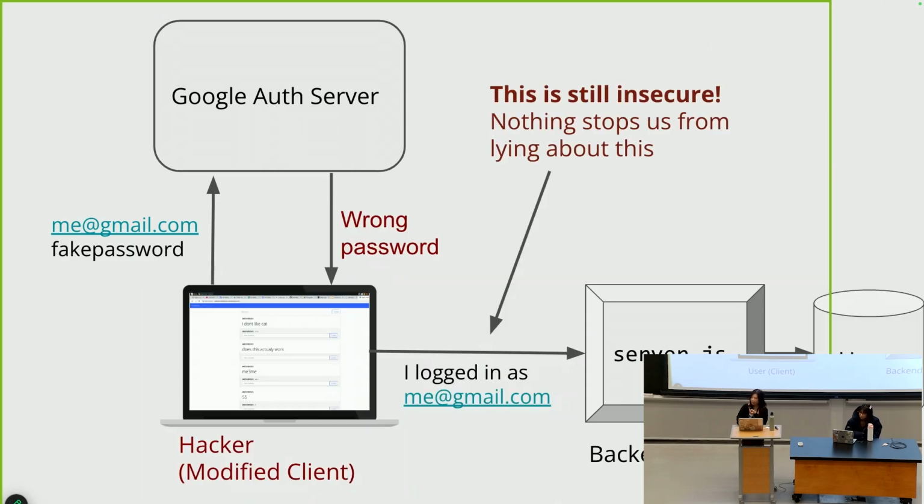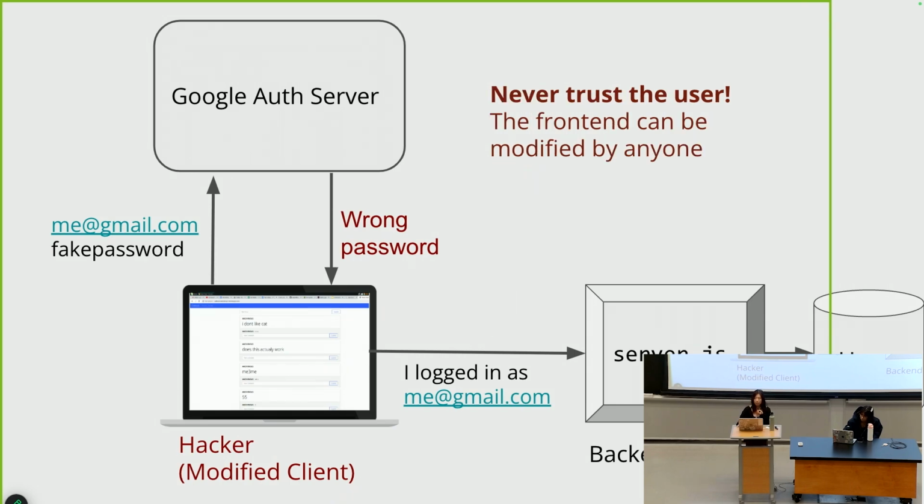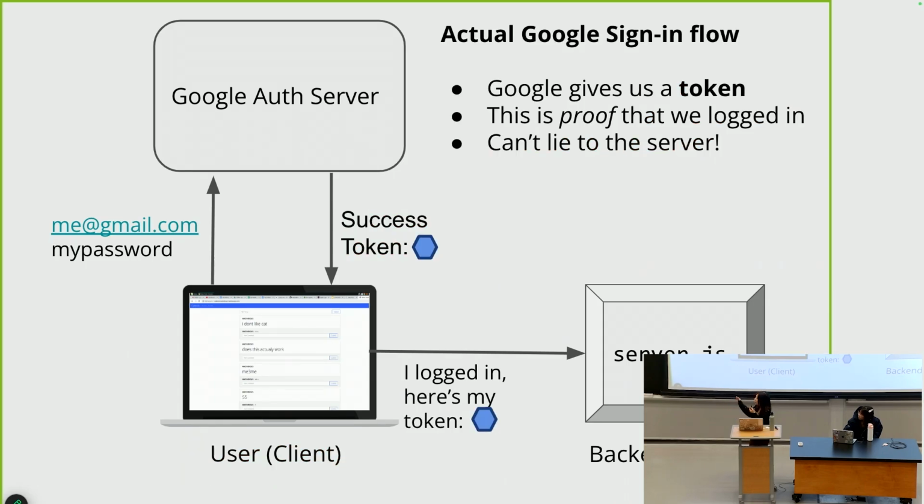But let's say I type in the wrong password, right? I could still theoretically tell the server that I've already successfully authenticated with Google. And then there's nothing stopping me, as a malicious hacker, from just saying that I already successfully authenticated with Google. So this goes back to the point of never trusting the client, because the front end can very easily be modified.